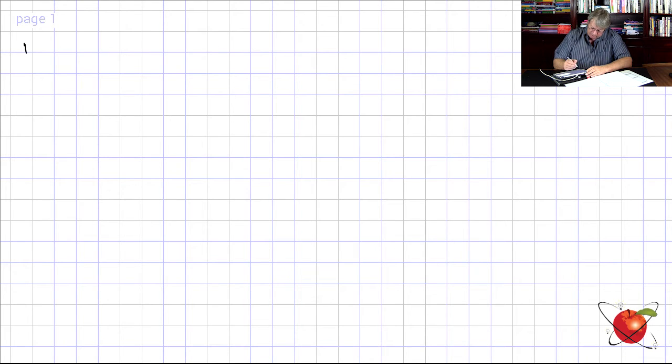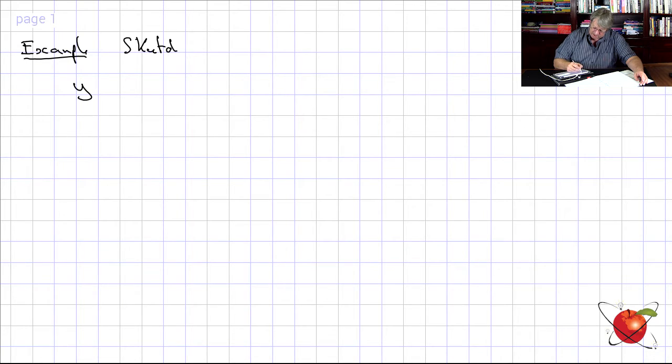Let's look at an example here. An example, sketch f of x, g of x, h of x, t of x. Sketch the following function. Sketch the graph of, right? They're all the same. And it's going to be y is equal to 1 over x minus 4 plus 2. Okay. Step 1.